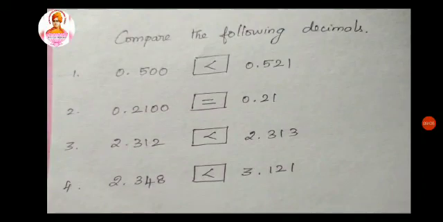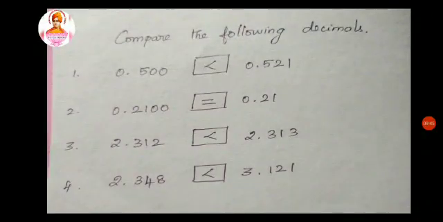Then second sum, 0.2100, there I have 0.21. I already told you if we add zeros at the right side after the decimal part, the value will not be changed. So 0.2100 is equal to 0.21. Let's see the third number. 2.312. Here I have 2.313.